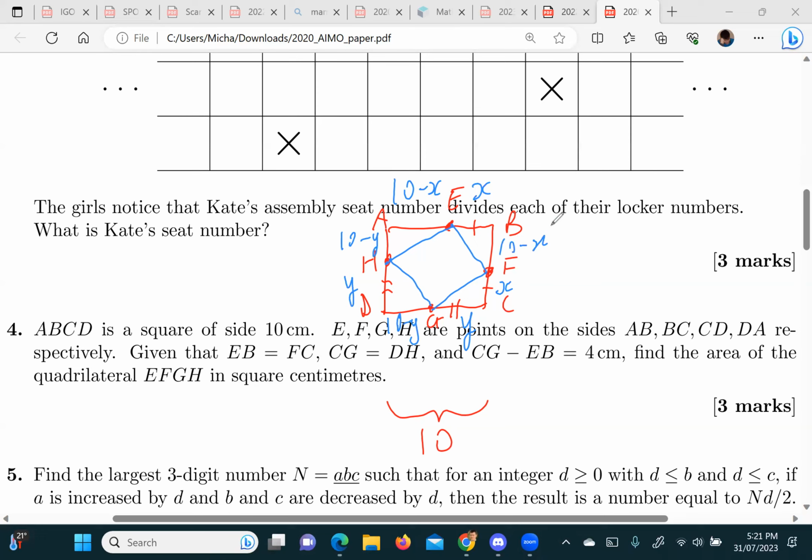Yeah? Yeah. So then the area is, okay, 100 minus half, yeah? And it's 10 minus y times 10 minus x, yeah? Minus plus xy plus x times 10 minus, have I got x times 10 minus x? Yeah. Plus y times 10 minus y, yeah?